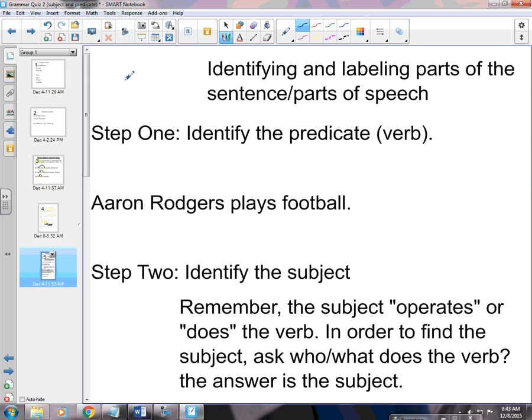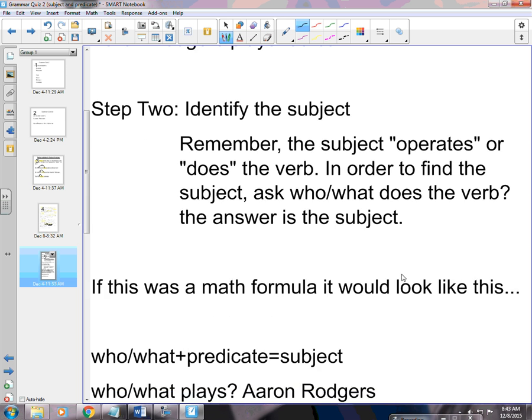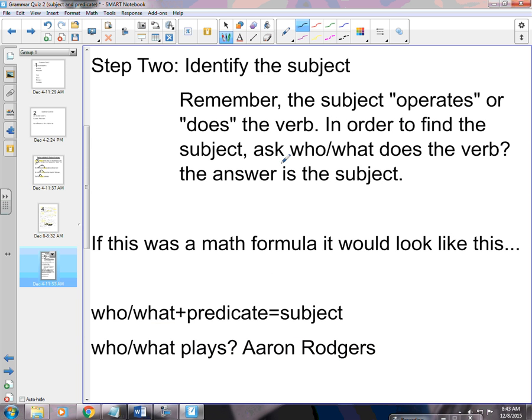Now, when we are trying to identify or label the parts of speech in the sentence, we have a list of steps that we're going to use. Step 1 is to identify the predicate, which we already know is a verb. We also went over the definition of a verb, where it's going to be an action or a state of being. So if we look at our first sample sentence, Aaron Rodgers plays football, the predicate in this sentence is going to be plays. That's our verb. Step 2 is to identify the subject. The subject operates or does the verb. In order to find the subject, you can ask yourself who or what does the verb. The answer is always the subject.